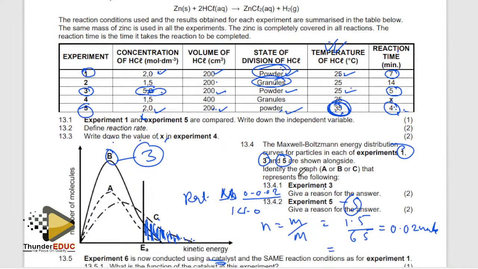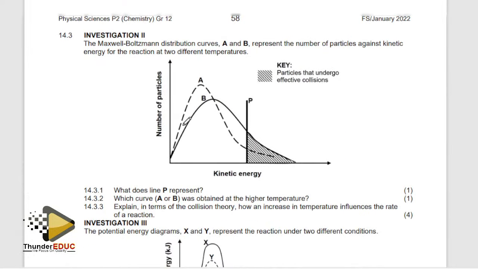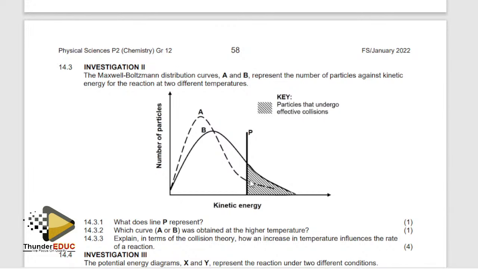Then when they say, what is this shaded area? Now let's go to this. What does it mean? These are the number of particles with sufficient energy. You understand? Then when temperature is applied, what is going to happen? The particles redistribute themselves, and then you have more on the side which is shaded. When concentration is increased, the number of particles in the reacting vessel increases. Do you understand? Yes, they do increase.